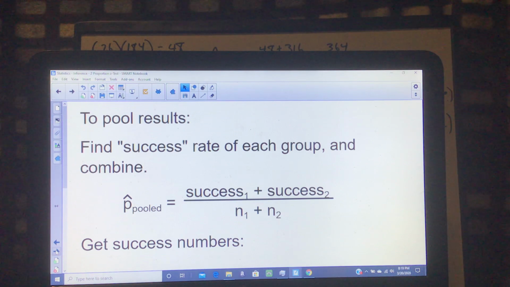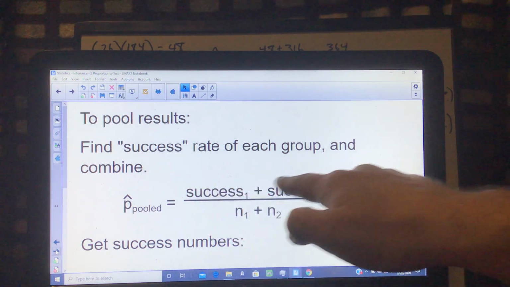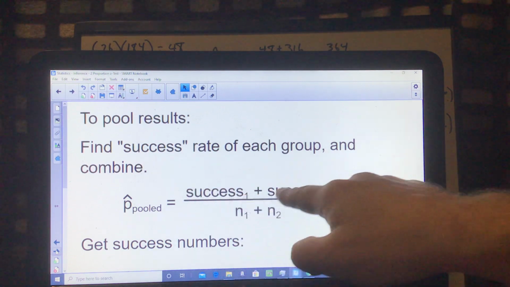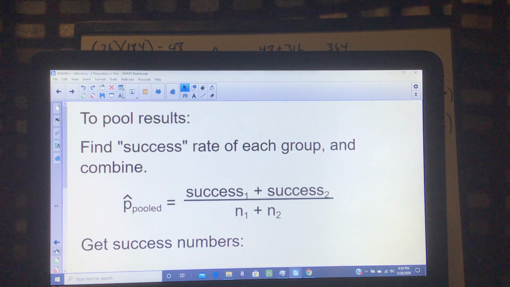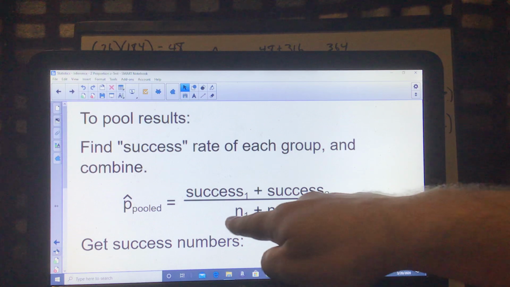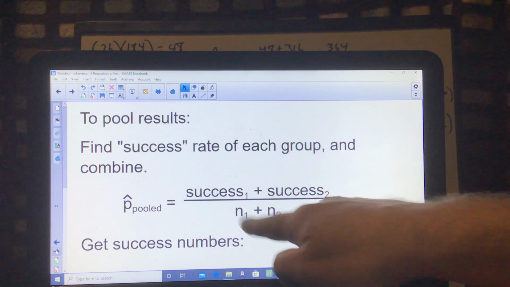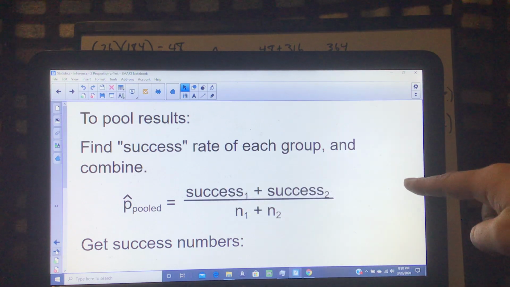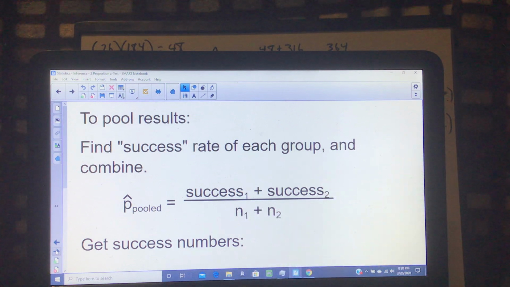How do you get it? Well, you take the number of successes of the first group and add it to the number of successes of the second group. Basically, the number of people who snore who are young plus the number of people who snore who are old. That gives me the total number of snorers. I then divide that by the total number of people. So N1 is the young people, N2 is the old people, their totals. Basically, all this formula does is add up all the people who snore, all my successes, and add up all the people total and divide the two. So it's really not that difficult to do, but you have to know to do it.